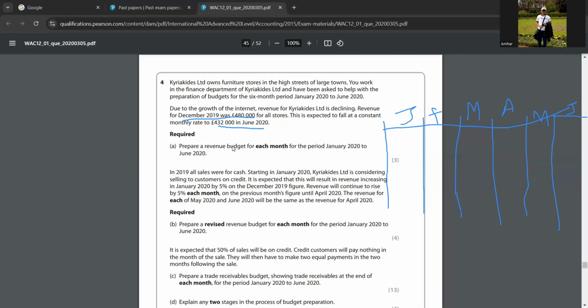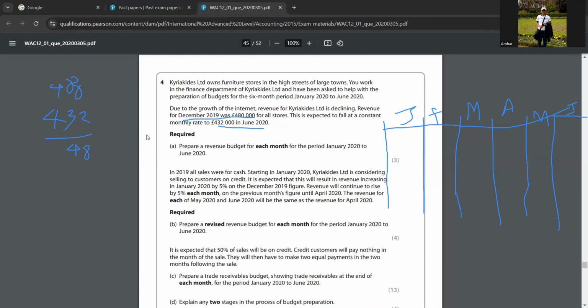So can you remember in the previous past paper we found the difference for all the months, and then when it's falling at a constant rate, from that we found the difference and then we divided it. Can you remember what we did earlier? Yeah, I remember. Okay, so like that only you have to do. So what you will do is 480 minus 432. That will give you 48,000. 480,000 minus 432,000 is 48,000. So that is the reduction amount.